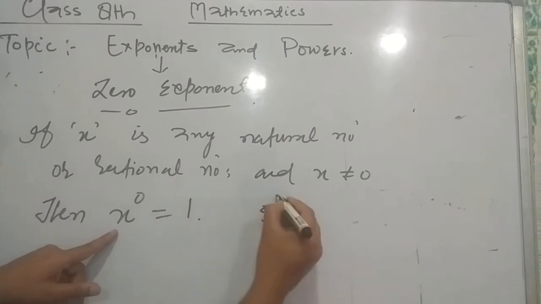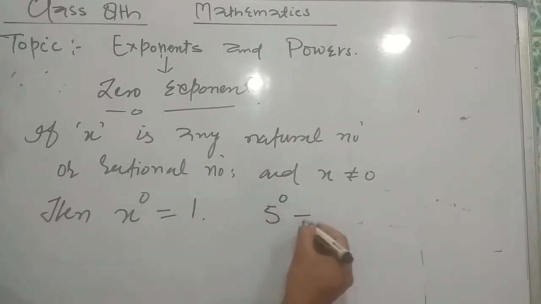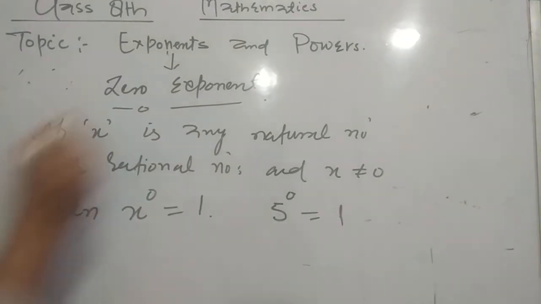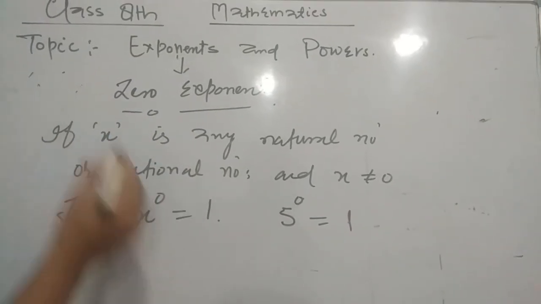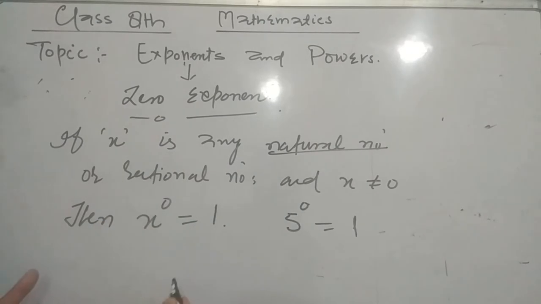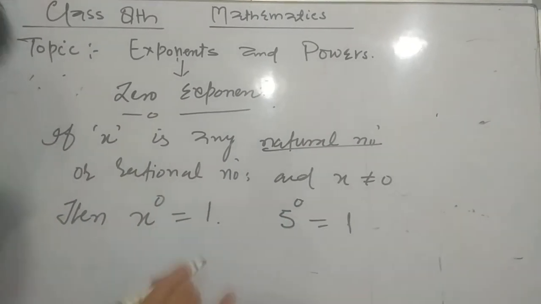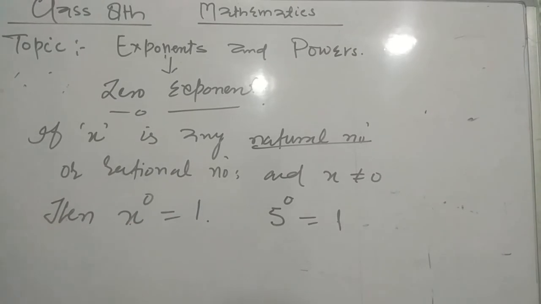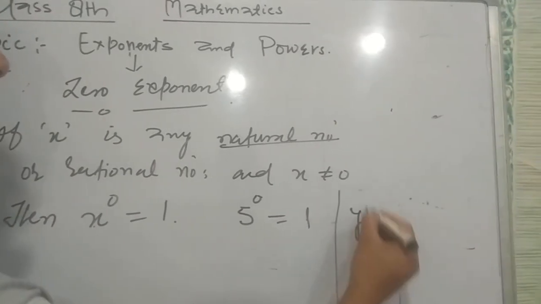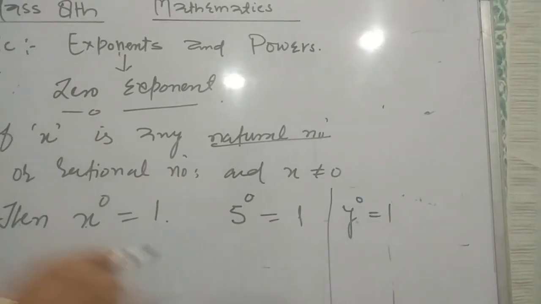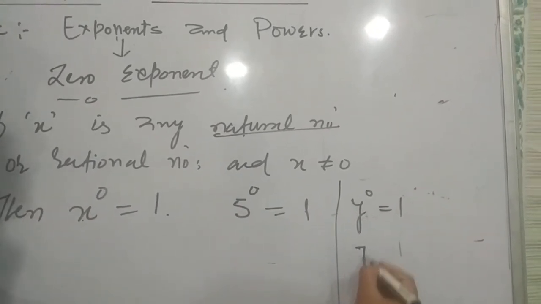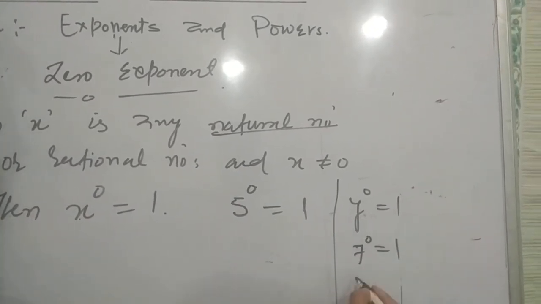Here 5 raised to power 0 is called a zero exponent, and 5 raised to power 0 is always equal to 1. Therefore, zero exponent means if x is any natural number or rational number and x is not equal to 0, then x raised to power 0 is always equal to 1. Or we can say that y raised to power 0 is always equal to 1, where y is some natural number or rational number.